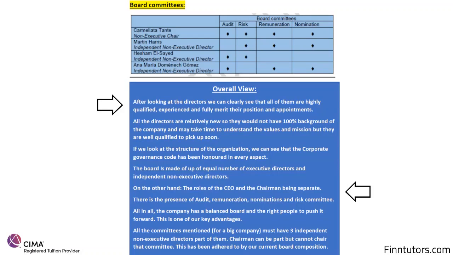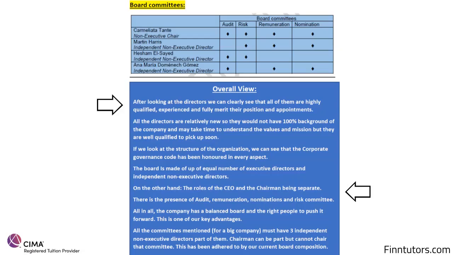If we look at the structure of the organization, we can see that the corporate governance code pretty much has been honored in every aspect. If you look at the composition of the board, you will see that the board is made up of an equal number of executives and non-executives. There are 4 non-executive directors and 4 executive directors. On the other hand, the roles of the CEO and the chairman are also separate. Because they are separate, it's a good thing, so that one person does not have all the power at the top. Next, there is a presence of the audit committee, remuneration committee, nominations committee, and the risk committee also. All in all, the company has a balanced board and the right people to push it forward. This is one of our key advantages.